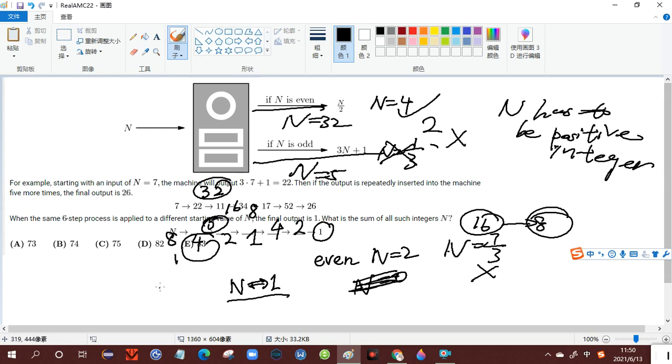Now we see whether 5 has 1 input or 2 inputs. The even part is definitely okay. N is equal to 10. For the odd part, n has to be 4/3 in order for it to work, which is not a positive integer. So therefore, the only acceptable input for 5 is 10.